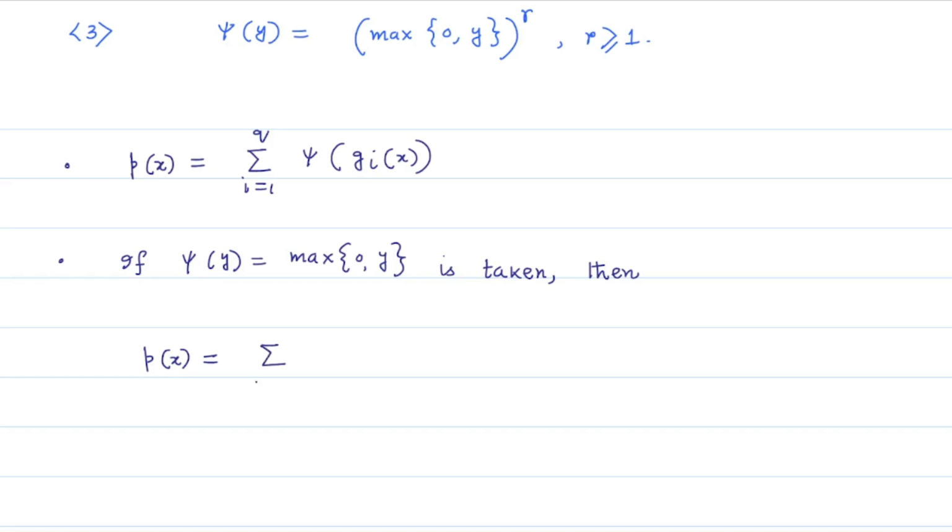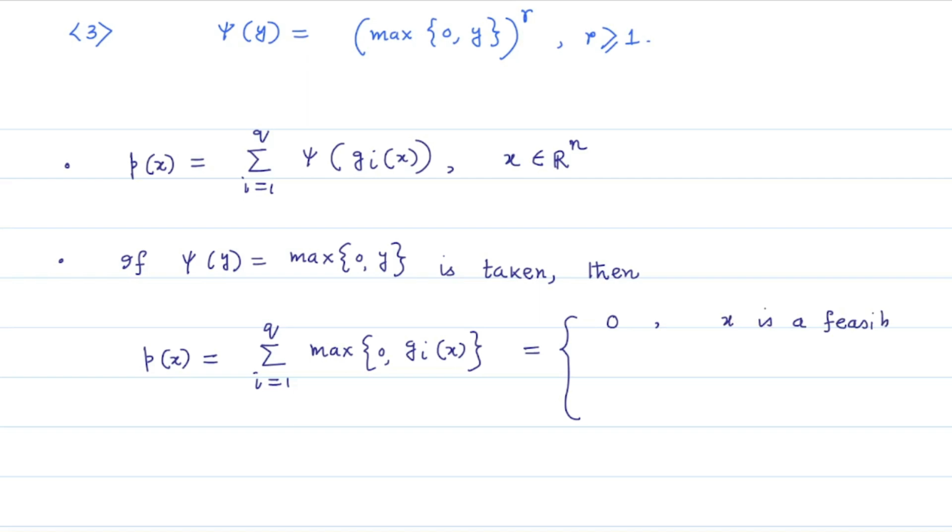p(x) is equal to the summation from i equal to 1 to q of maximum of 0 and g_i(x). Here p is a function from the n-dimensional Euclidean space R^n to R. So in general, x is a point in R^n. And now this expression gives us the value 0 if x is a feasible point. That means if x satisfies all the constraints g_1, g_2 till g_q less than or equal to 0.